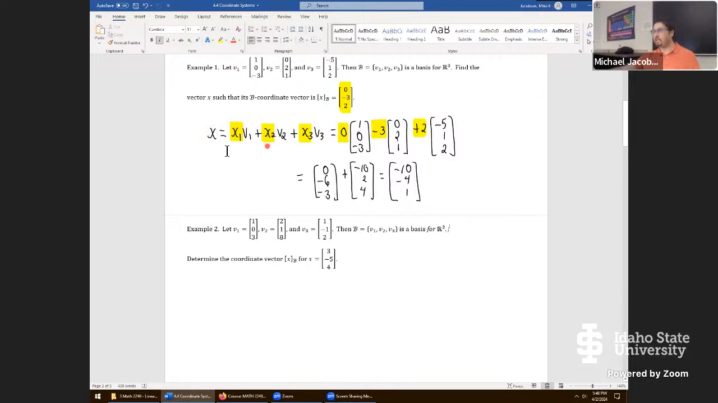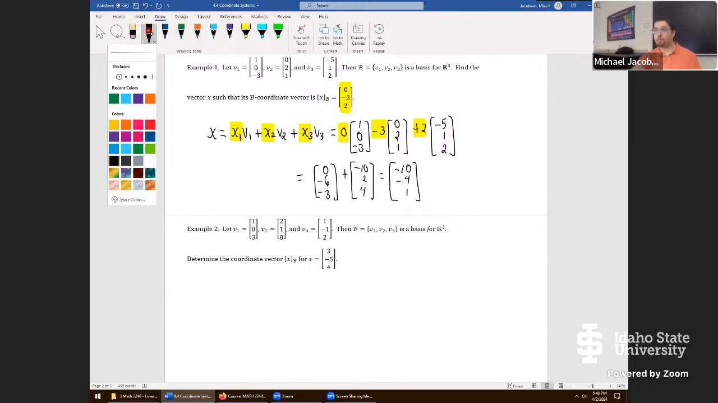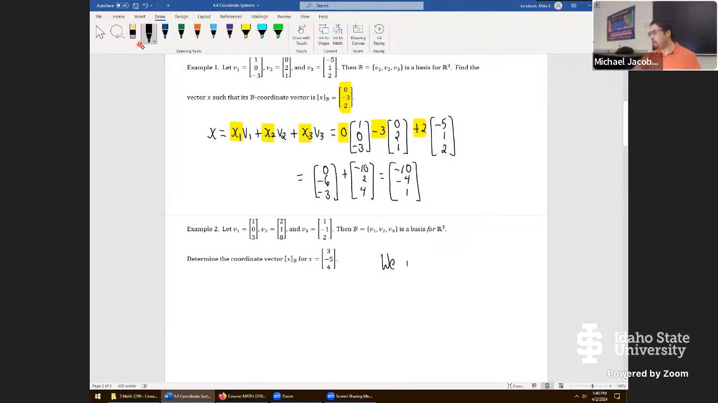We still do this first step of forming a linear combination, but this time that's unknown. It's our job to find it because there's no values given for this right here. So to start off the problem, let's indicate what we want to solve. We want to find the coordinate vector of x relative to the basis b, and it's going to look like this: x1, x2, x3. If we can solve for those, our job is done.